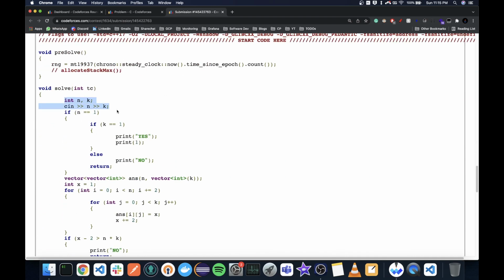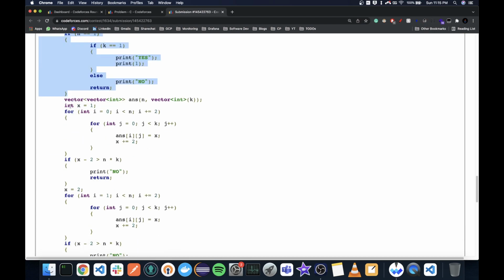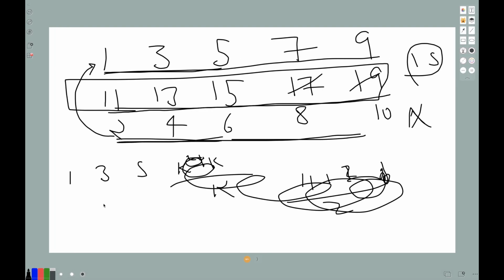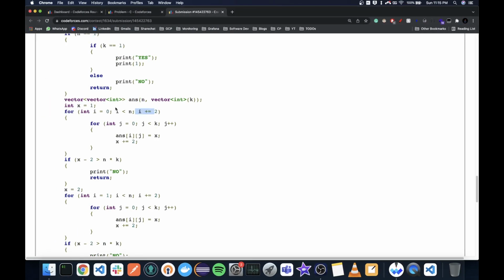So I take in the input, and obviously n equals 1 is a special case, I guess. Okay, no, this is not necessary. This is the answer, so I'm generating the answer. For some reason, I decided to have it like this: 1, 3, 5, 2, 4, 6, 7, 5, 7, 9, 11, something like this. So I added alternation here as well for no reason.